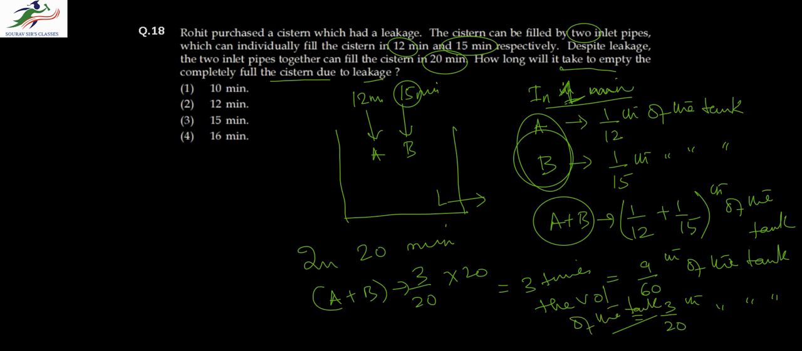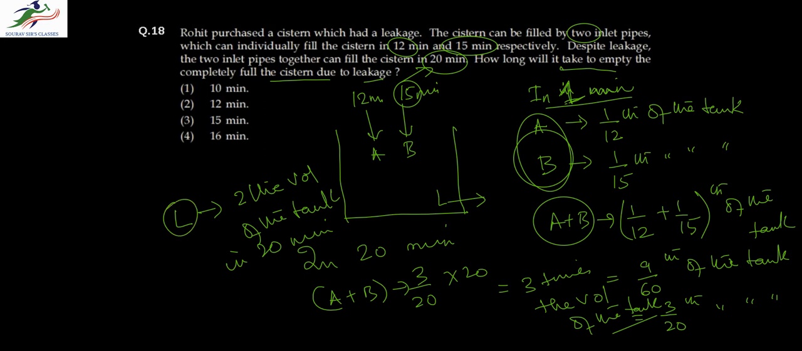They will fill 3 times the volume of the tank. However, the tank is only getting filled in 20 minutes. So that means the leakage is removing twice the volume of the tank in 20 minutes. So the leakage can empty the tank, which means in order to remove one volume of the tank, it will take 20 divided by 2, which is equal to 10 minutes. This is as simple as that.